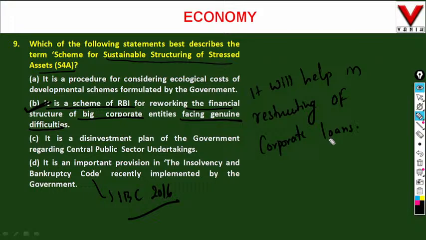Right? It will help in restructuring of corporate loans. The answer will be 2. Sustainable structuring of stressed assets. Stressed assets means going after NPAs, non-performing assets.